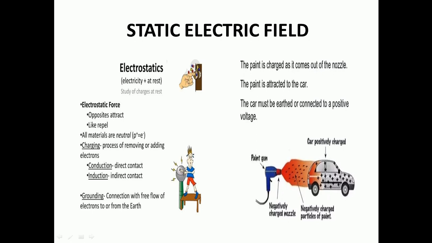So now we can see an example in parallel. There is a car, and there is a paint gun aimed at the car. The paint is charged as it comes out of the nozzle. Imagine the paint coming out of the nozzle is charged. So the paint is attracted to the car, and therefore the car must be earthed or connected to a positive voltage. This is how we give an example for the static electric field.